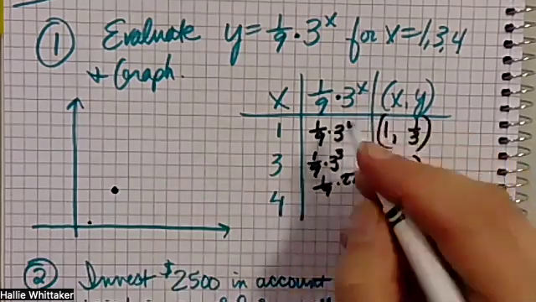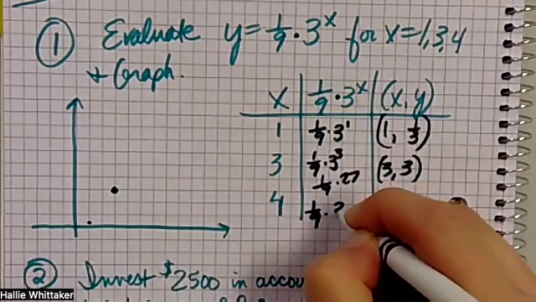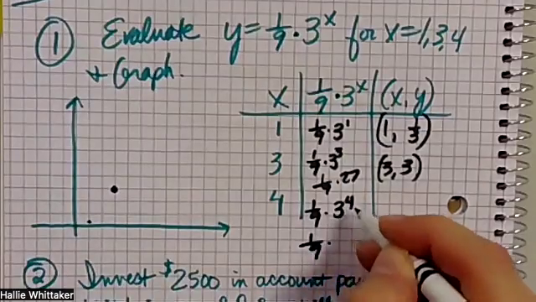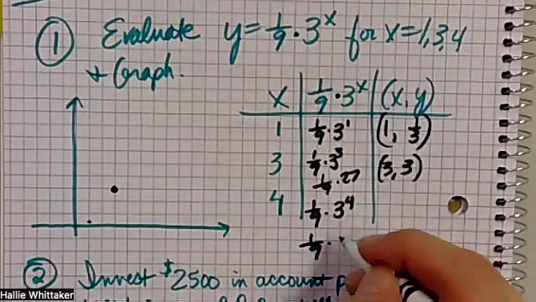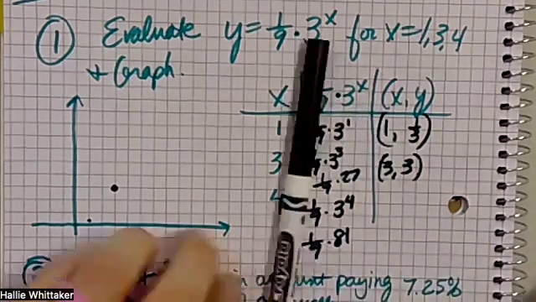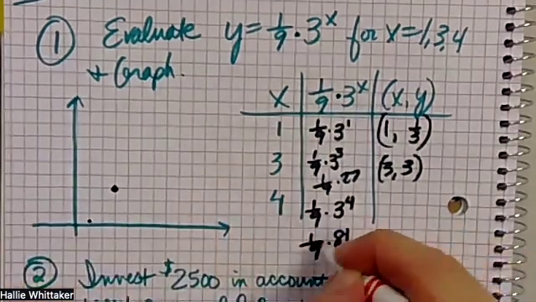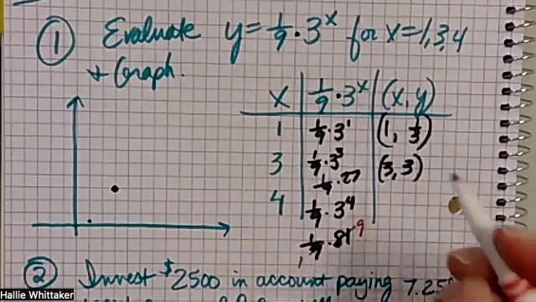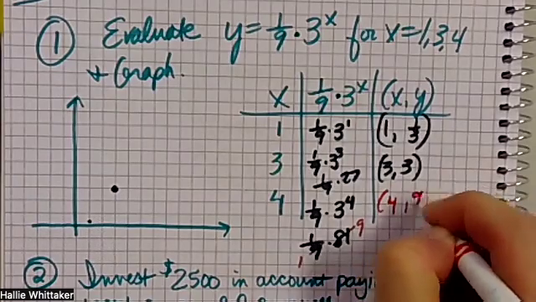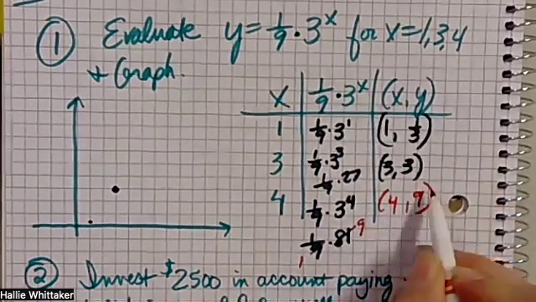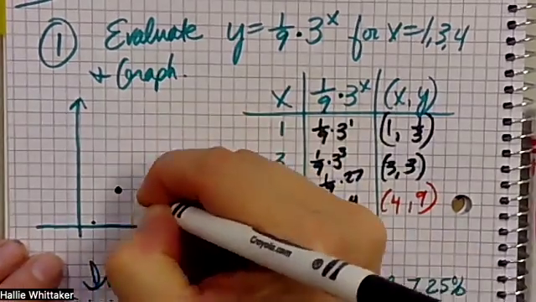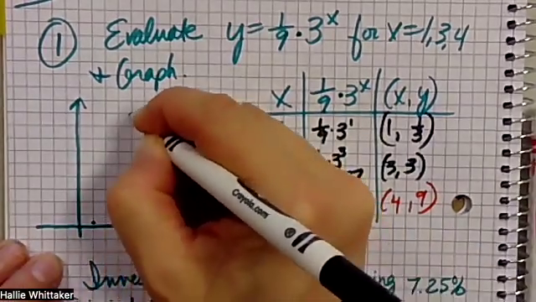And then when you put in 4, it's 1/9 times 3 to the fourth, which is 3 times 3 times 3 times 3, which is 81. And then, again, I'm just assuming y'all remember this. 9 goes into 9 once, 9 goes into 81 9 times. So 1 times 9 gives you 9. So that's 4 comma 9. Kind of butchered it, but that's what it is. So 4, 9 is up here.